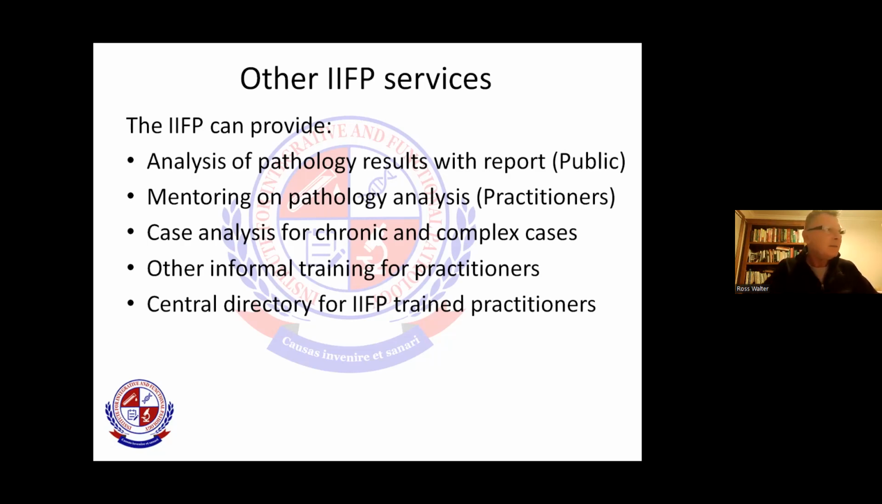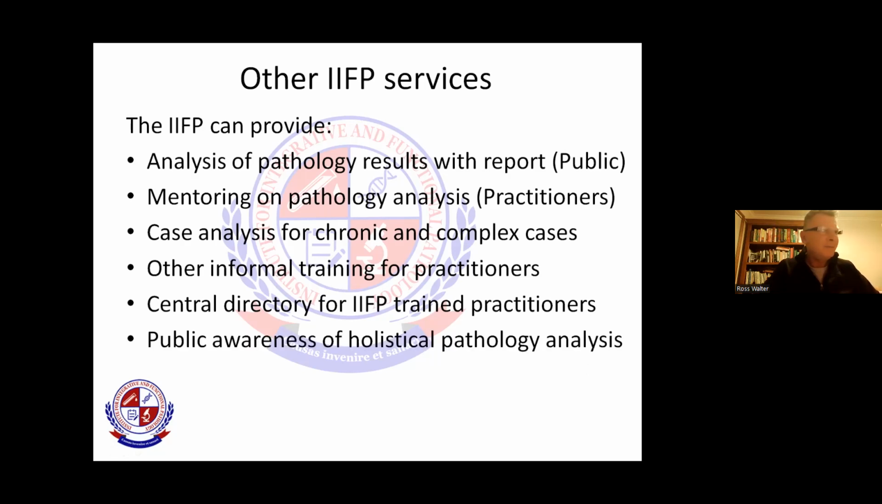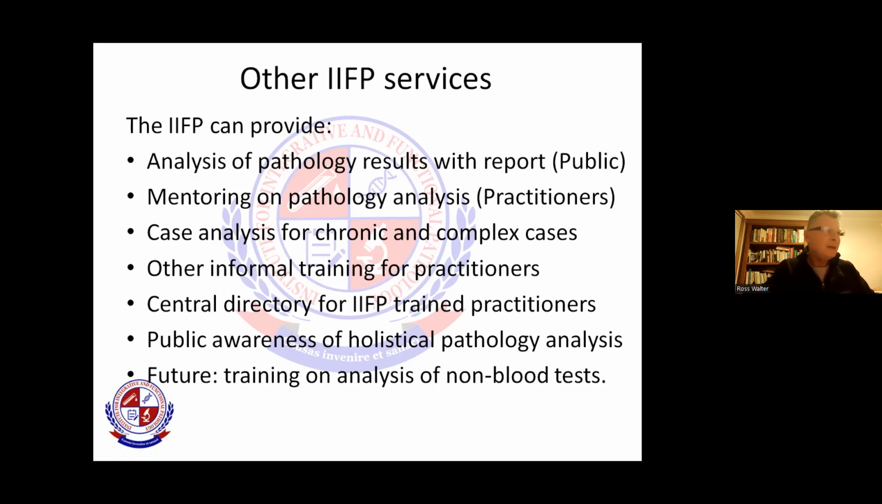We want to have a central directory for the IIFP trained practitioners, but that won't be until the certification level and the level 3 training is done. And we want to try and raise awareness of more holistic analysis of pathology results, trying to get more people to understand why doctors and other health practitioners are not really analysing bloods properly. And perhaps in future, we want to be able to provide training on non-blood pathology tests like hair tests or whatever else it might be, microbiome tests, and make them a little bit more usable as well.